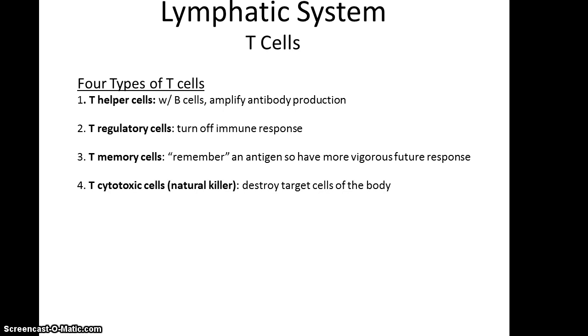You get the T memory cells. These cells have a long life, and they can remember the antigens that led to an immune response in the past, so that in the future, if we get infected with the same agent, we should be able to have a vigorous response that could potentially prevent us from getting ill. And then there's the T cytotoxic cells, also known as natural killer cells, and they destroy target cells of the body, usually cells that are showing abnormalities such as cancer or being infected with viruses.